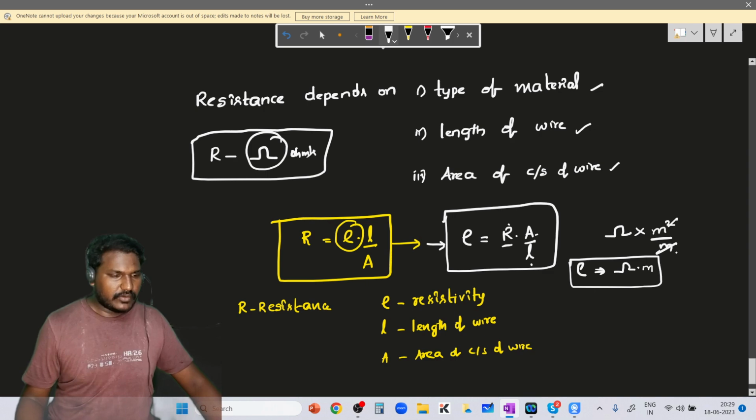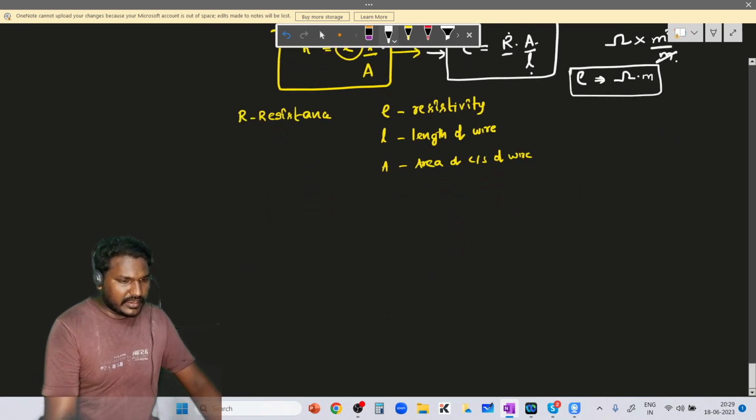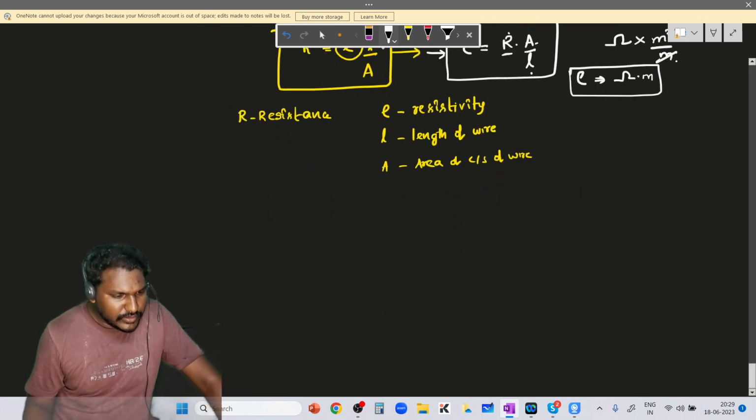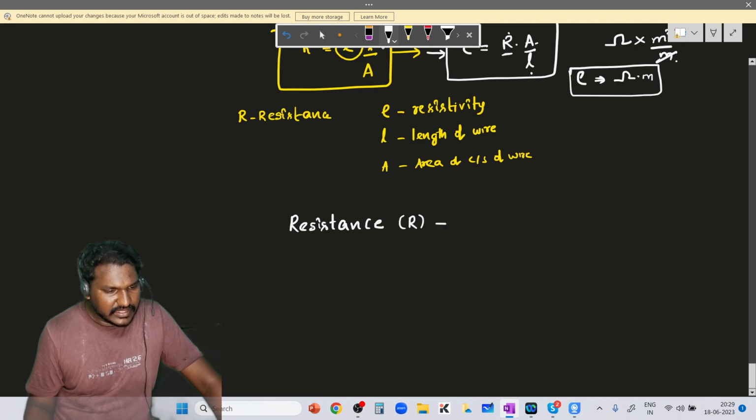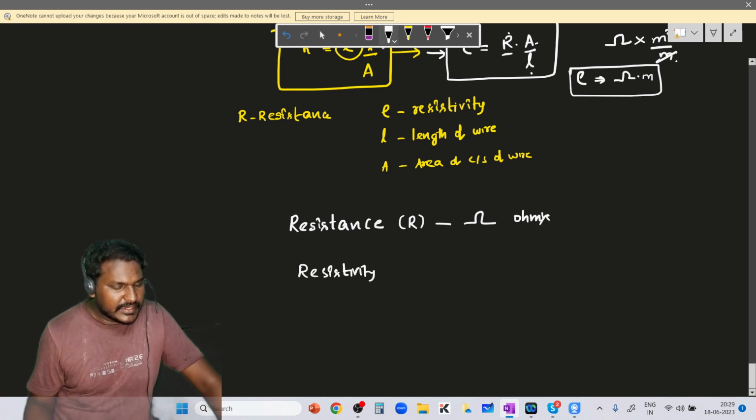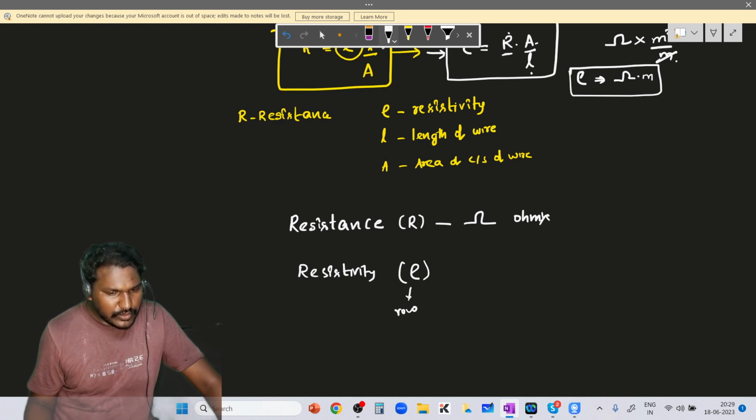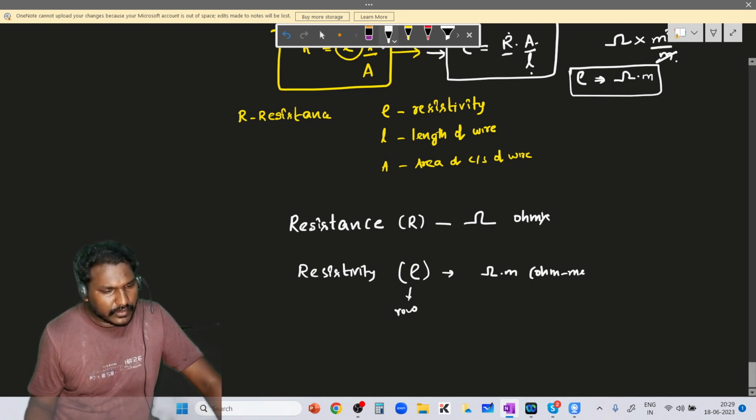Okay, so I'll write it clearly. The unit of resistance, denoted by symbol R, is ohms, whereas the unit of resistivity, denoted by symbol rho, is given by ohm meter.